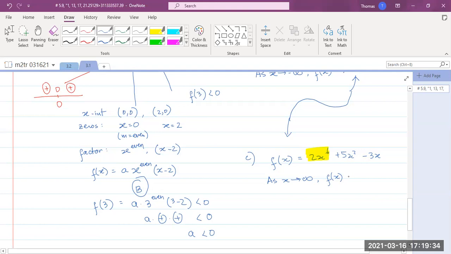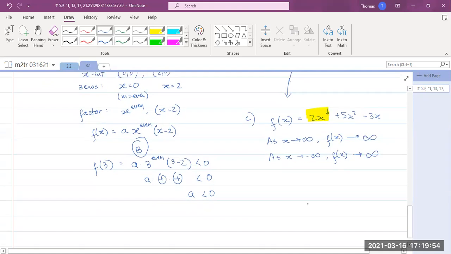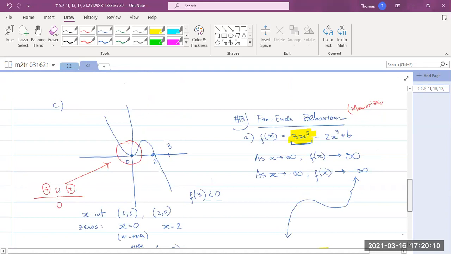When x goes to infinity, then the leading term will also approach infinity, while as x goes to negative infinity, f(x), the leading term, will still go to positive infinity. In other words, when you go very far to the left, it goes to positive infinity. When you go very far to the right, it goes to positive infinity. We don't know what happened in between. That's for number 13.